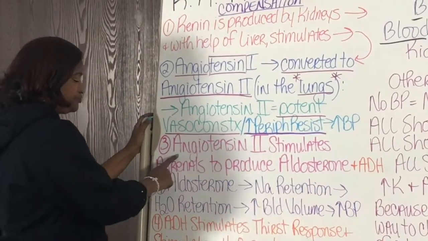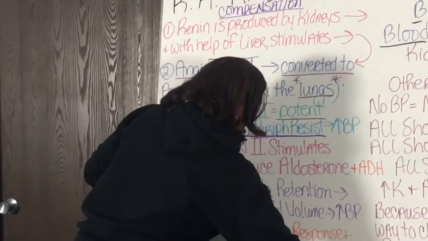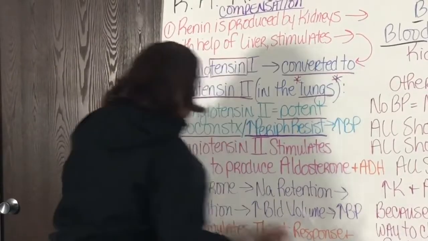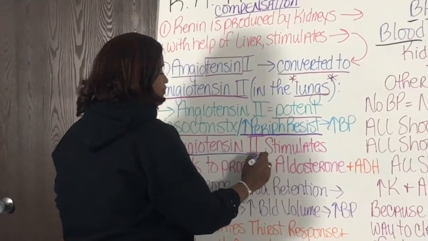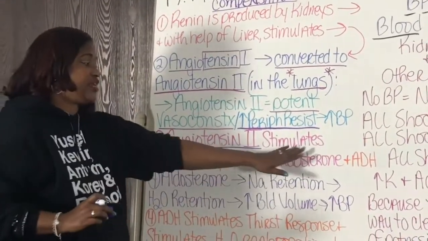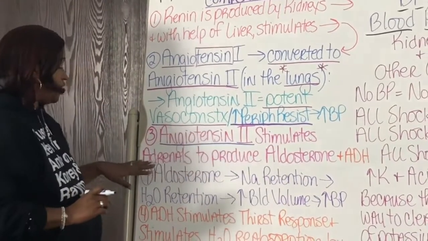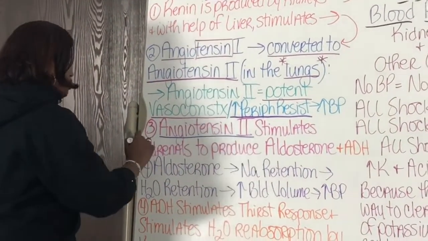Here we go. Angiotensin 2, that potent vasoconstrictor, actually needs to stimulate the adrenals. Now look at this word, adrenals.